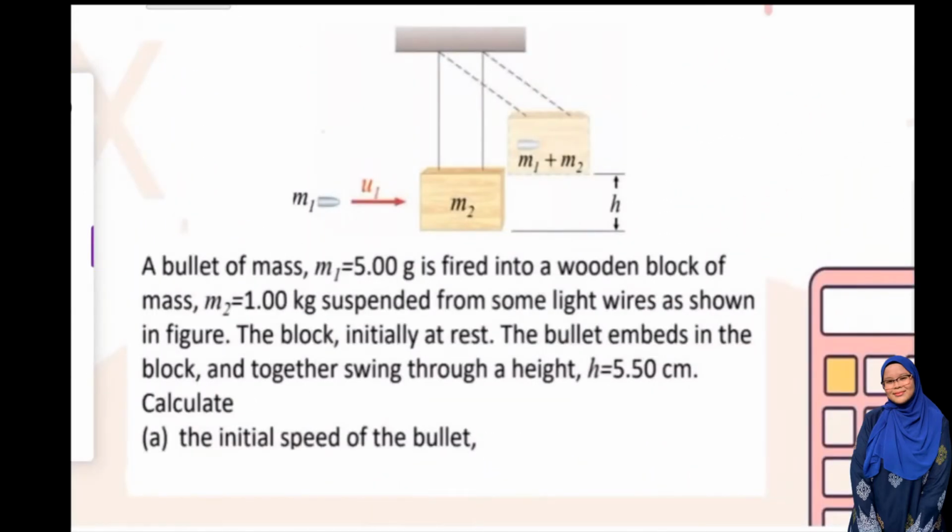Okay, so this is the last question. Okay, a bullet of mass, which is kita jadikan bullet ni as mass 1, which is 5 gram, is fired into a wooden block of mass. Wooden block ni kita define it as mass 2, which is 1 kg, suspended from some light wires as shown in the figure. The block is initially at rest. The bullet embeds in the block and together swing through a height 5.5 centimeter. So the question asks us to calculate the initial speed of the bullet.